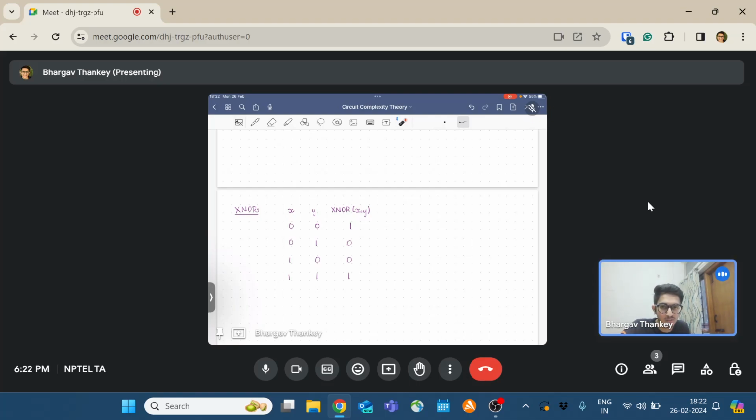We know that OR is computable by a threshold gate, right? So instead of coming up with just one threshold gate that computes X naught, we can come up with a circuit containing three threshold gates. One threshold gate would give you one if and only if this is one, another would give you one in this case, and then you would OR them. So what you can do is create three threshold gates.